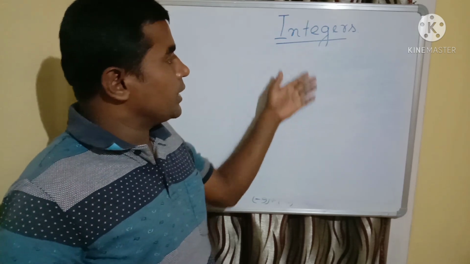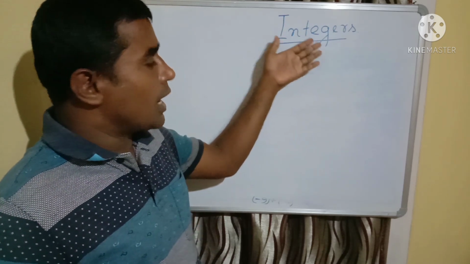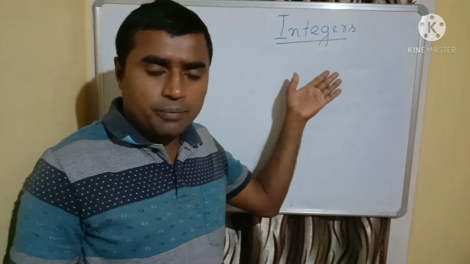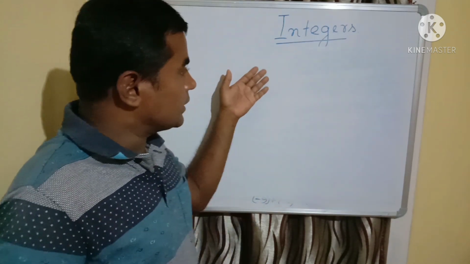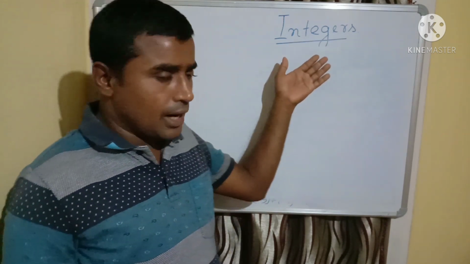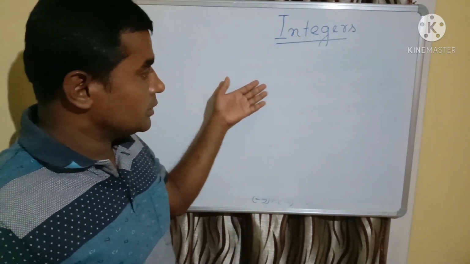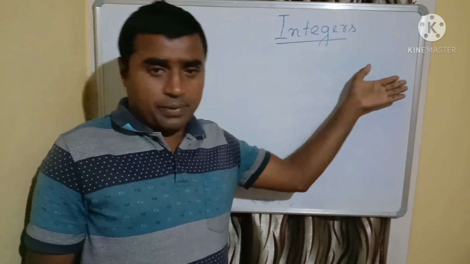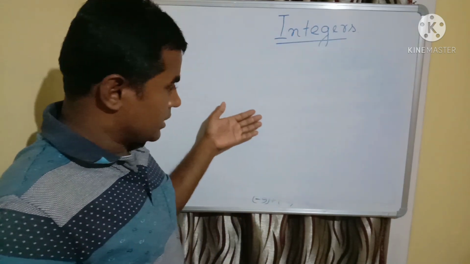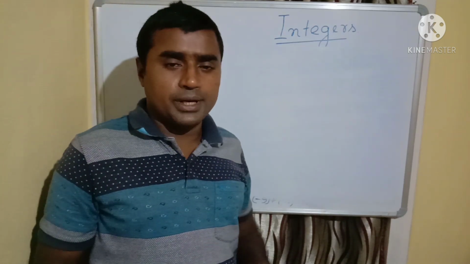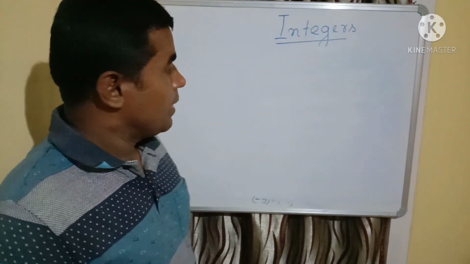So we get that integers are closed under closure property in addition. Integers are closed under commutative property in addition. Integers are closed under associative property in addition, and integers are closed under distributive property in addition.